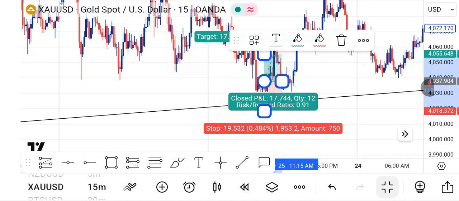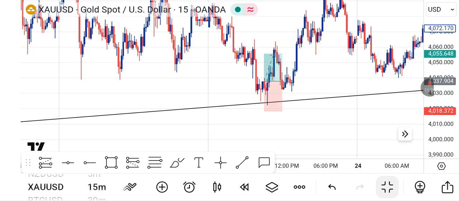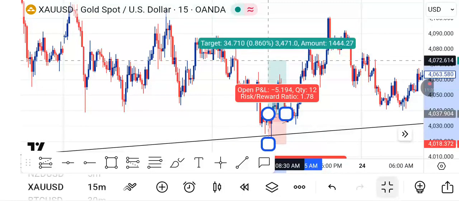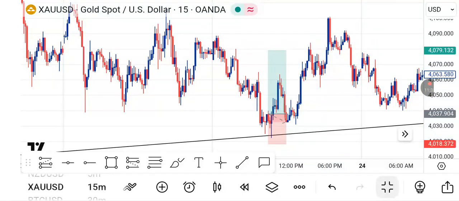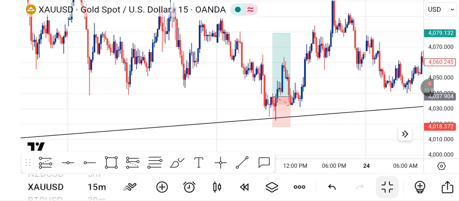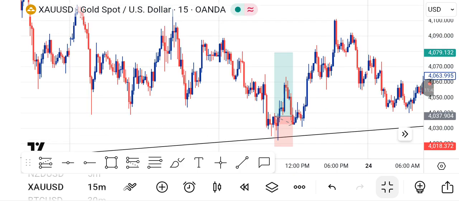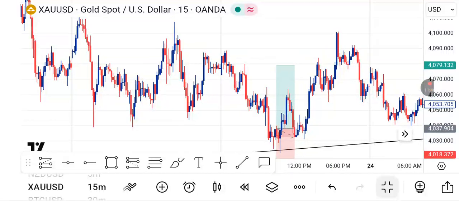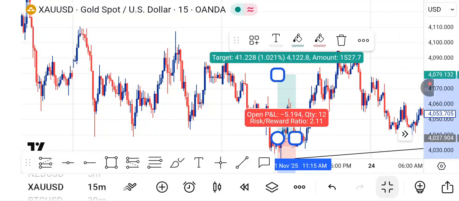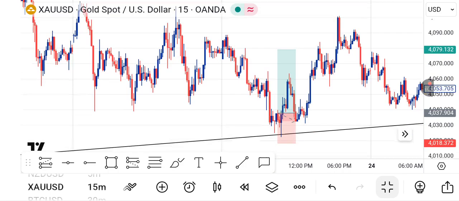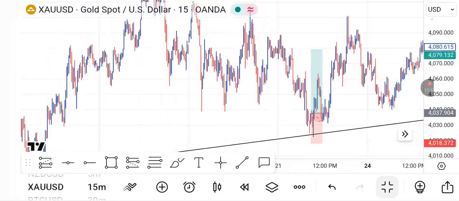Okay, yes. It's 1,900 and something pips to gain what? Depending on where I want to exit from, I can decide on this area here, 1,953 pips to get 4,000 plus. Okay, that's a good risk reward ratio. So that is how I analyze my own charts. So that is it for gold.